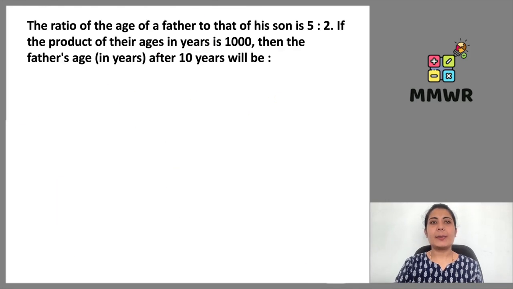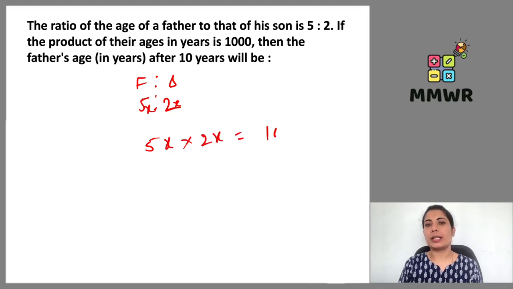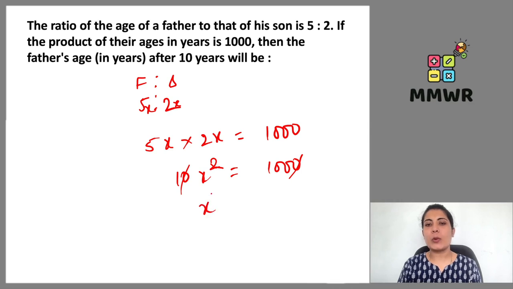Okay. Next example: we have the ratio of the age of a father to that of his son. Father's age and son's age ratio is given to us. If the product of their ages is 1000, let's say the ages are 5x and 2x. So the product 5x multiplied by 2x is equal to 1000. 5x multiplied by 2x gives 10x square, which equals 1000. This is a very easy calculation. So x square value is 100, that means x is 10.